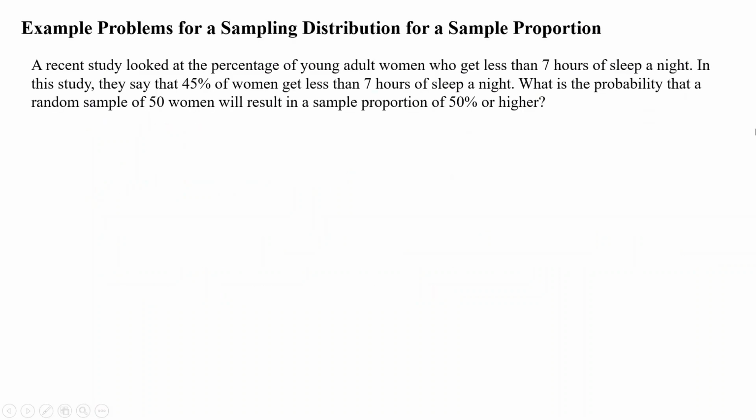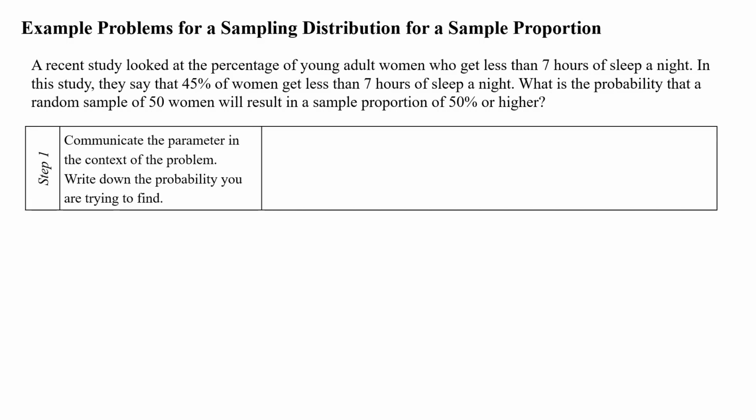Okay, let's get into a problem. Example problems. We have two examples I want to go through here. So the first one, we're going to do basically a 4-step process to answer this question. A recent study looked at the percentage of young adult women who get less than 7 hours of sleep a night. In this study, they say that 45% of women get less than 7 hours of sleep at night. What is the probability that a random sample of 50 women will result in a sample proportion of 50% or higher? Okay. So step one, we always want to communicate.